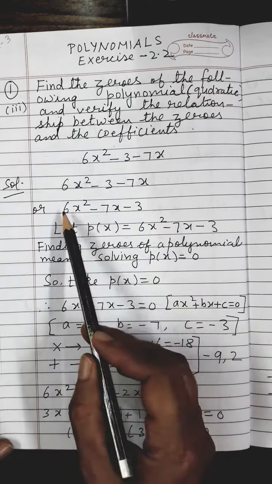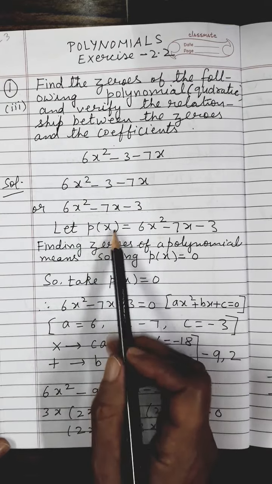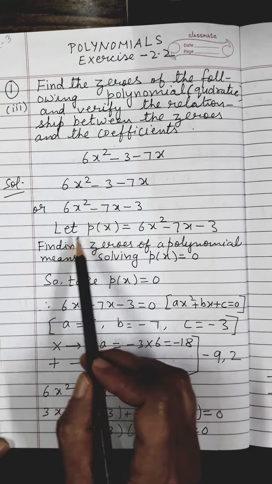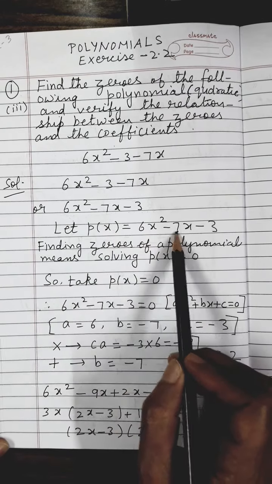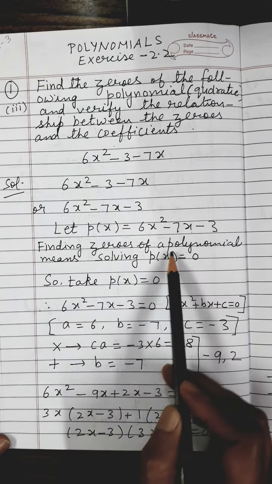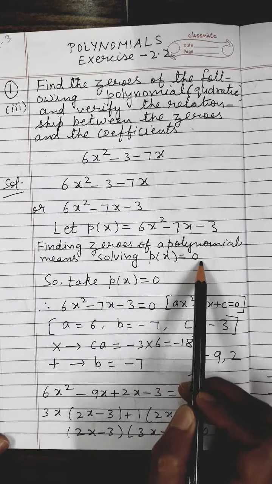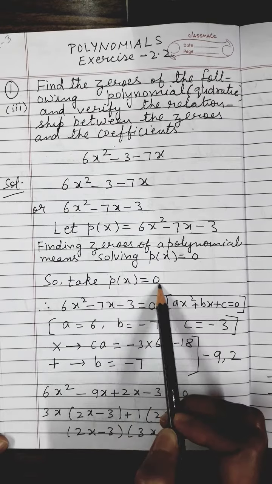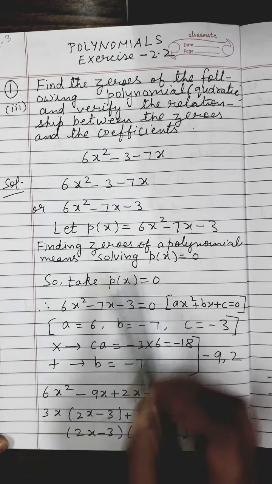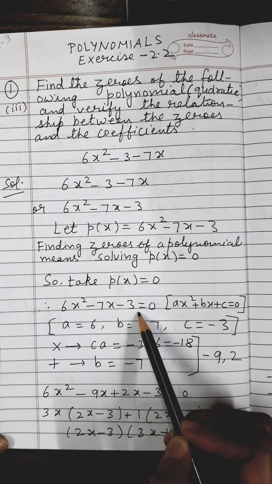So let us give some name to this polynomial. We name it as px. I write down x here because the variable used in this polynomial is x. So let px be equals to 6x square minus 7x minus 3. First part mein you have to find the zeros. Finding zeros of the polynomial means solving px equals to 0. So take px equals to 0. This is your px. Write down the polynomial in place of px. 6x square minus 7x minus 3 equals to 0.